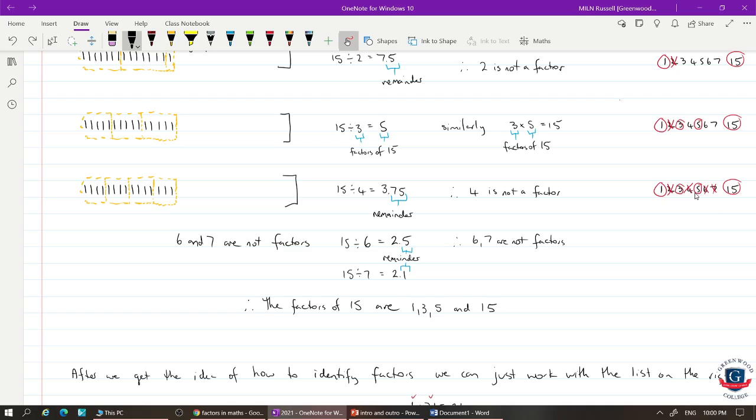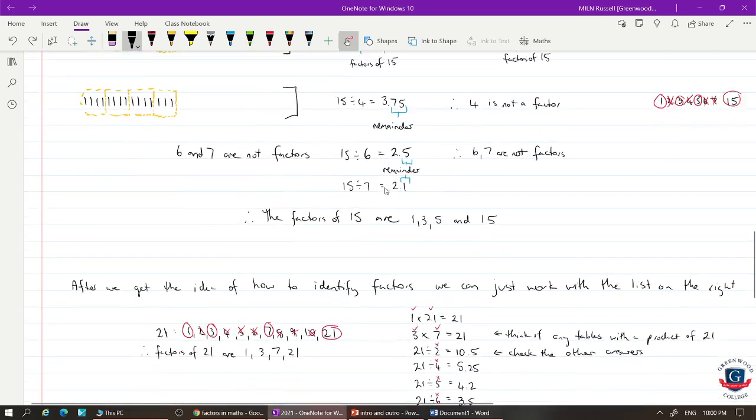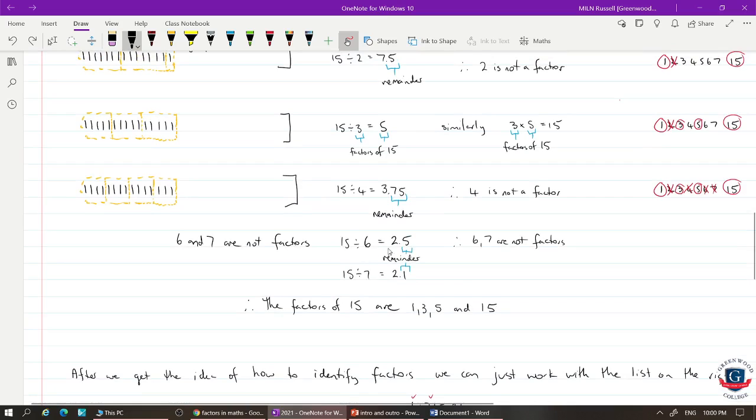We've already checked 5. Now we can check 6 and 7 the same way we did for 4. 15 divided by 6 gives us 2.5. That's a remainder, it's not a factor. 15 divided by 7 gives us 2.1. So 7 is also not a factor. So I've crossed them out over here. So now that we've exhausted our list, we now know that 1, 3, 5 and 15 are factors.